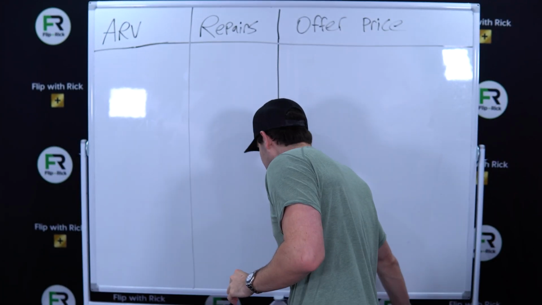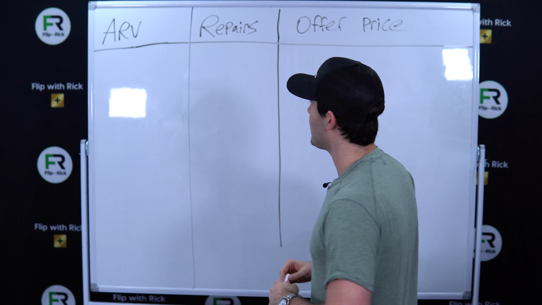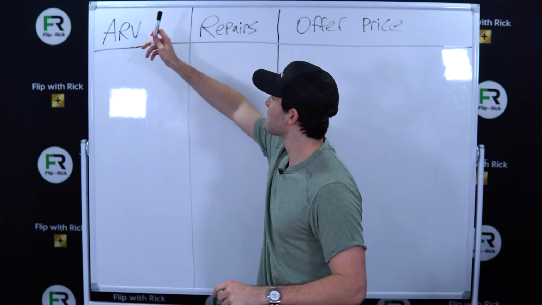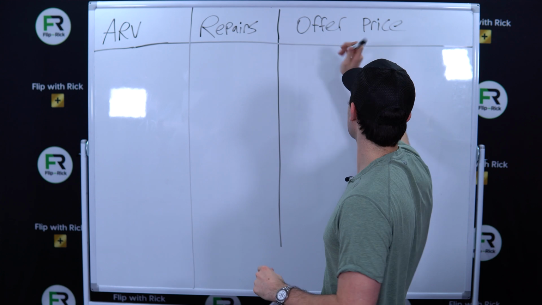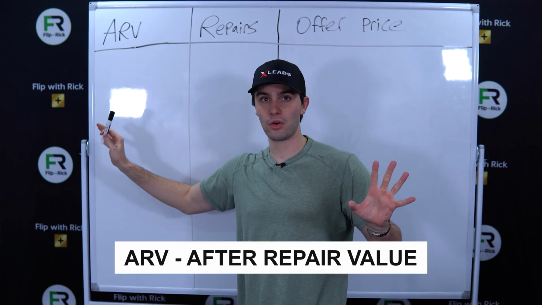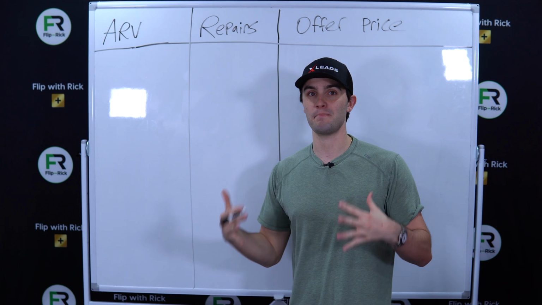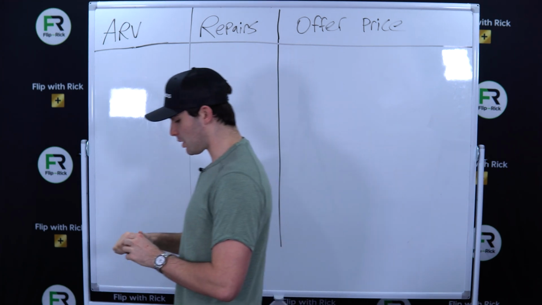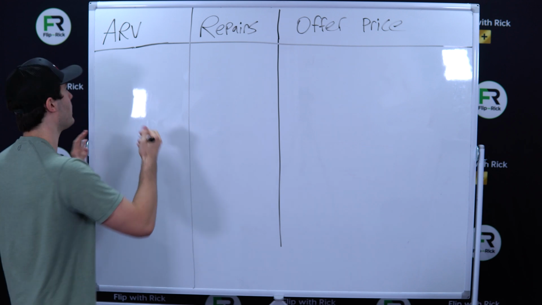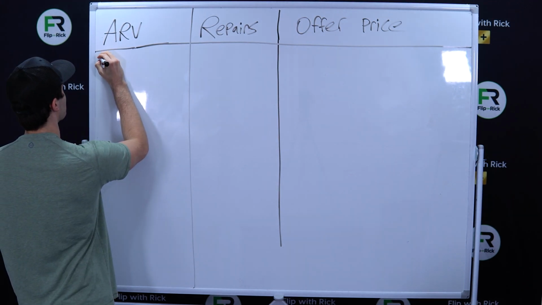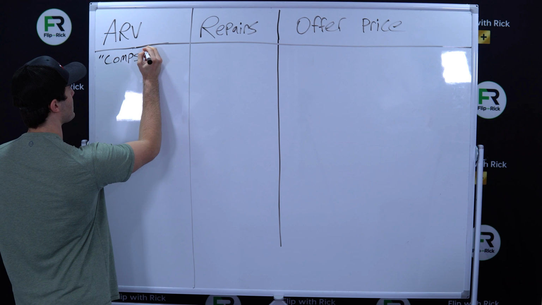Now, calculating the offer price, especially for 2025, basically comes down to ARV, after repair value, repair costs, and offer price. ARV, first and foremost, stands for after repair value, or what the property is worth in its best condition. What I've personally found is the best way to find ARV is doing something I'm going to call, quote, comps. And that is the first thing we have to calculate.